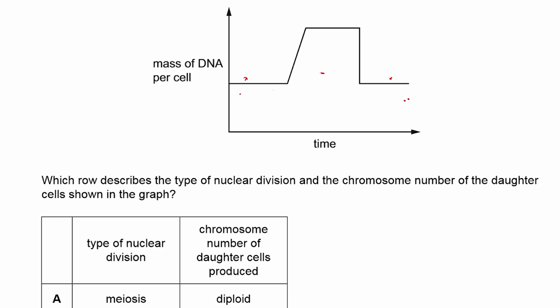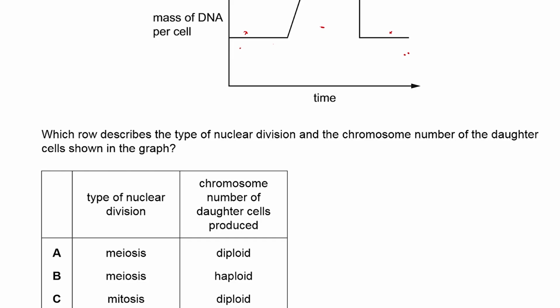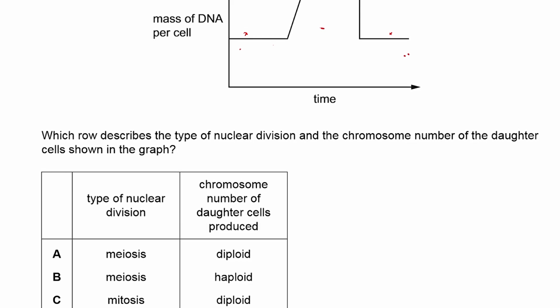So the number of chromosomes was maintained. If the number of chromosomes is maintained, then that definitely has to be mitosis. The number doubled or increased at this point, and then after that we went back to our original number. If there's division again, we expect the number to rise and then fall. So that is mitosis, which is C.